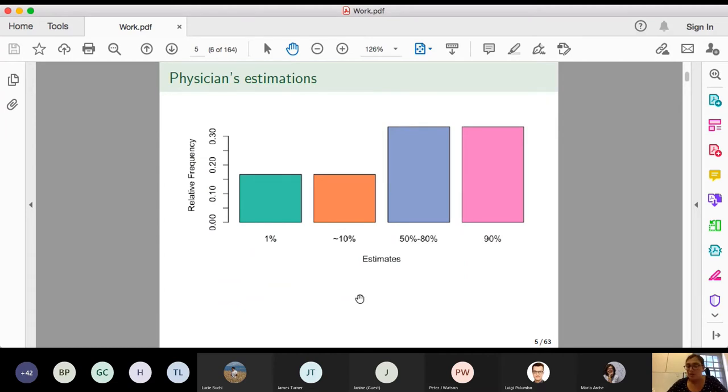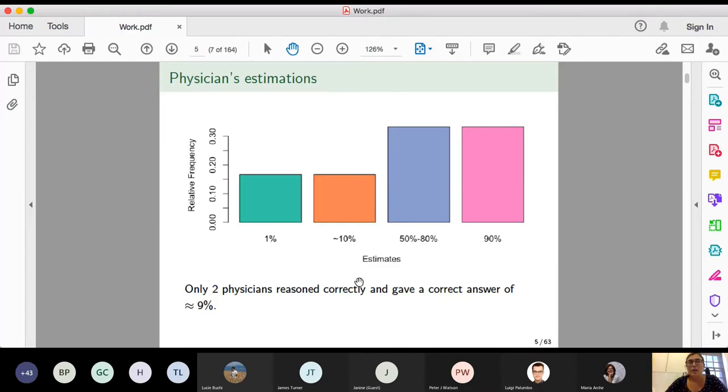The person who wrote this book performed a research, and he asked 24 German doctors in different disciplines, like gynecologists, obstetricians, etc., and he found that a third of the doctors said that the probability was about 90%. Another third said between 50 and 80, so it's still quite high. And the last third is split in two. Some of them say 1%, and only 1/6 says about 10%. And the correct answer is 9%, as some of you have said.